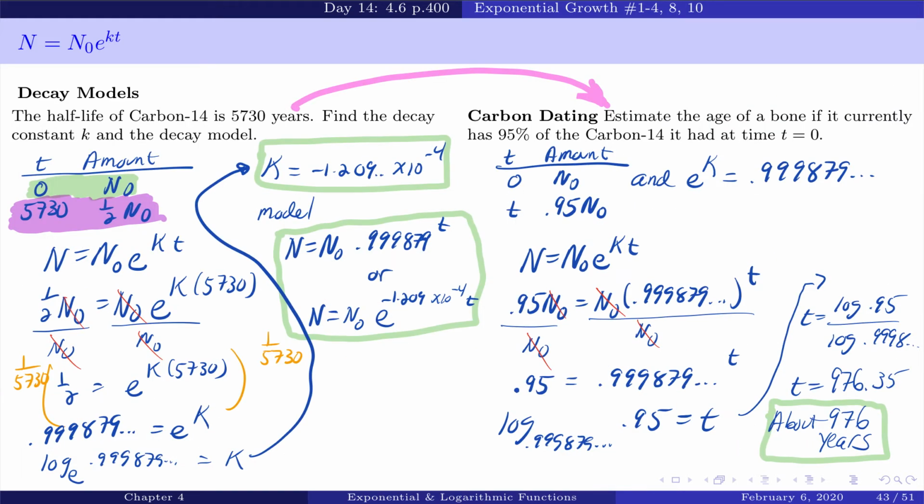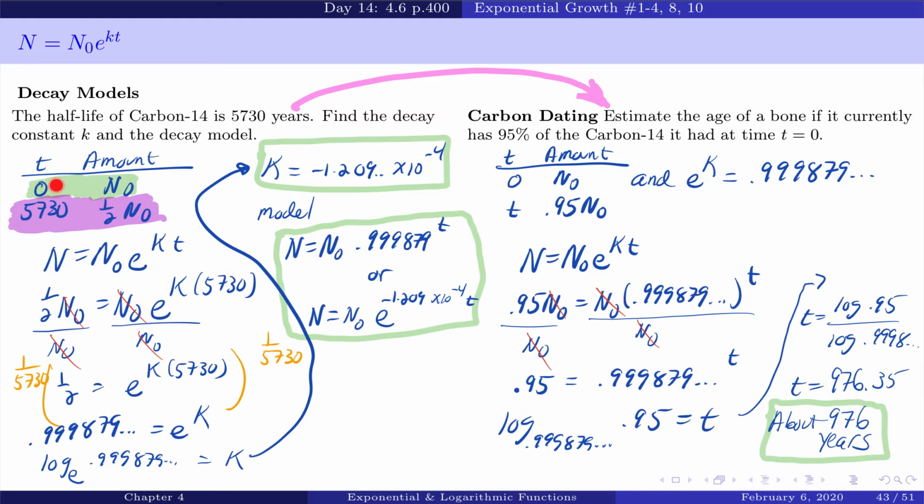So the second set of examples are using what's called a decay model. So instead of something growing, there's going to be decay, or something's getting smaller, and you still use this formula here. So again, I'm going to take the information and set up a table to organize what I know. The half-life of carbon-14 is 5730. Find the decay constant k in the decay model.